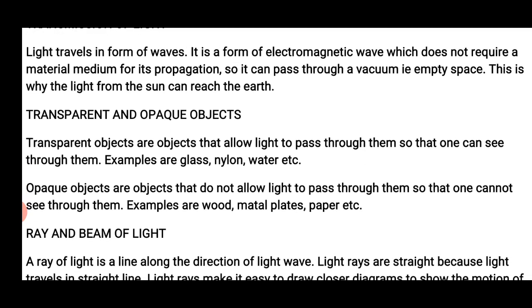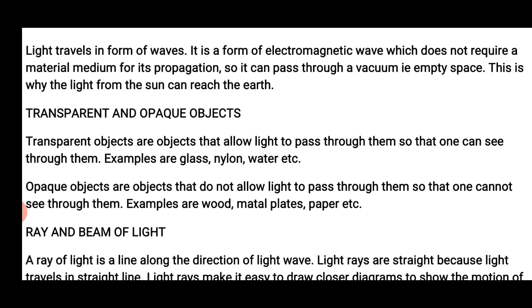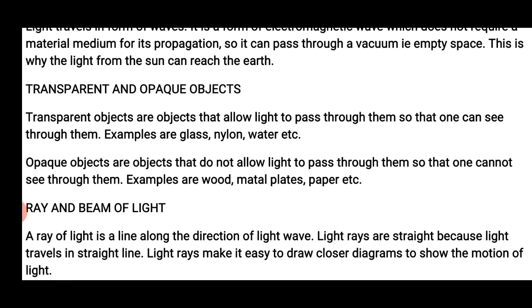Transparent and opaque objects. Transparent objects are objects that can allow light to pass through them so that one can see through them. Examples are glass, nylon, water, etc. Anything that when you place it in front of your eyes, you can see whatever is behind that object is a transparent material. For instance, take a piece of glass in front of you. You can see through the glass, then the glass is a transparent material. Or nylon. Anything that you can see through is a transparent material. So you can see through them because light can pass through them.